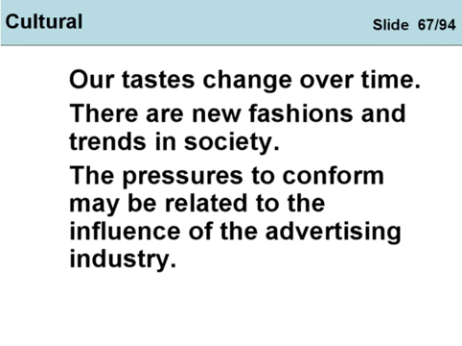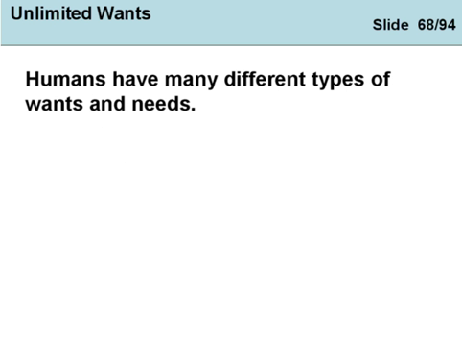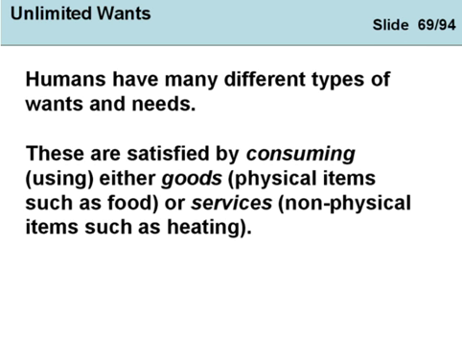Okay, let's talk about unlimited wants, because humans have many different types of wants and needs. These are satisfied by consuming, using goods, physical items such as food or services. But we always want more. We seem to be driven by this desire to have more and more.